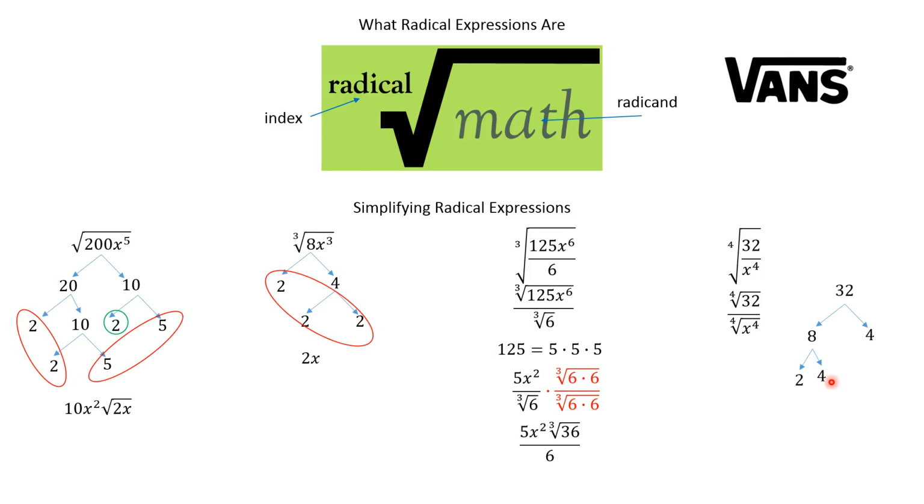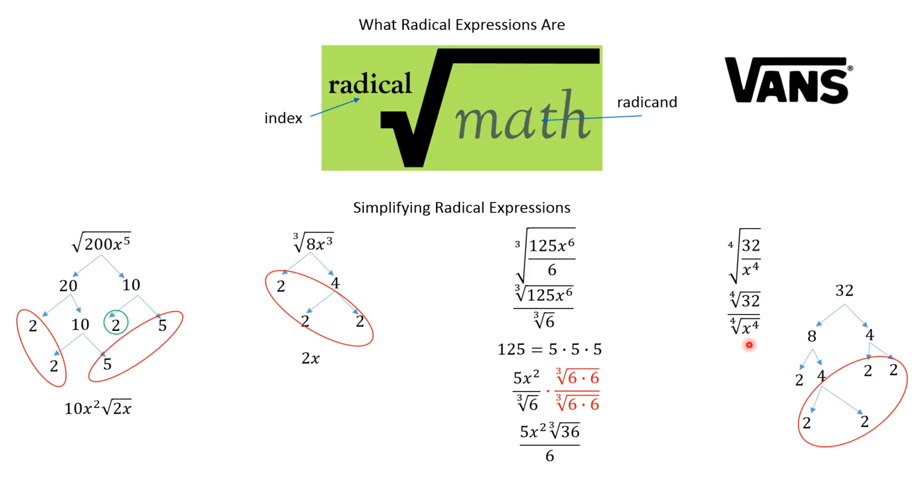Then 8 is 2 times 4. The 4 is 2 times 2. This 4 is 2 times 2. And so look, 32 is 2 to the 1, 2, 3, 4, 5. It's 2 to the 5th. Well, we have 4 2's here that can make a break for it. So one of them can get to the outside, and there's one left on the inside.